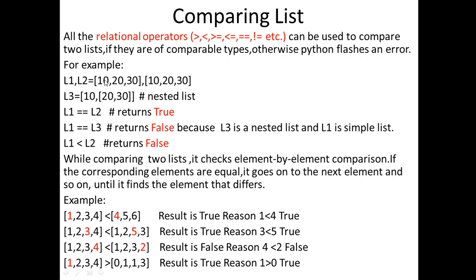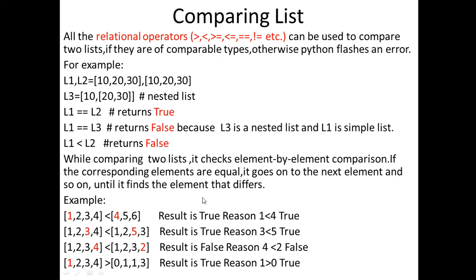The first list, first item 10, the second list, first item is 10. So corresponding elements are the same. So it will go to the next element. The next element's corresponding element is also the same. The third element's corresponding elements are also the same. So it will go on comparing until it finds the element that differs. Very important line, this one.